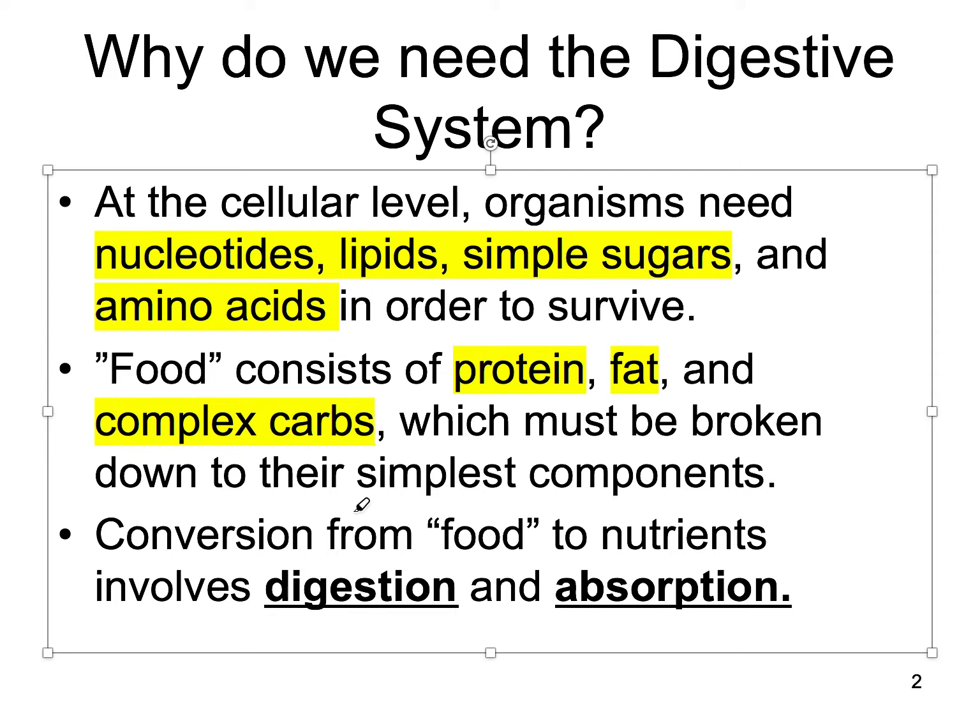So, in order to get the energy out of the food that we eat, we have to break down these substances in order to get nucleotides, lipids, sugars, and amino acids. The conversion process from food to nutrients involves two major steps: digestion and absorption.